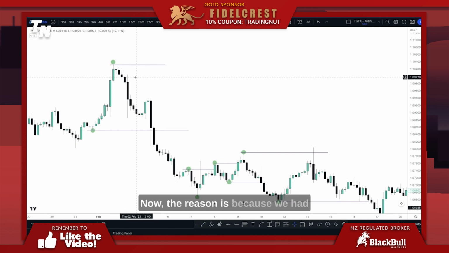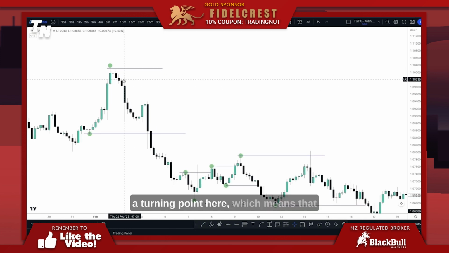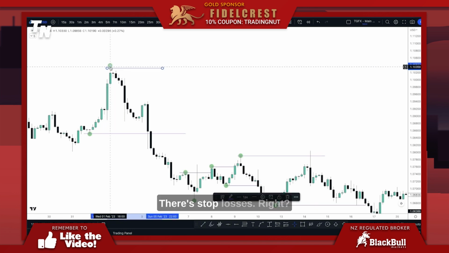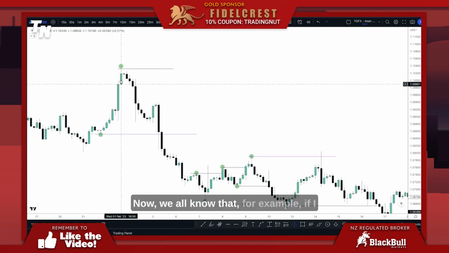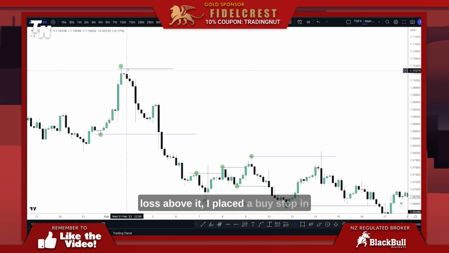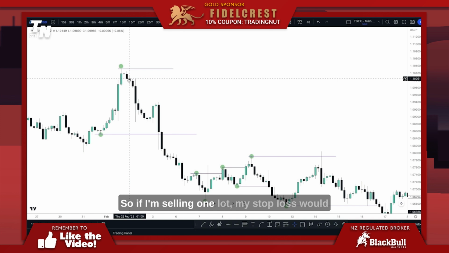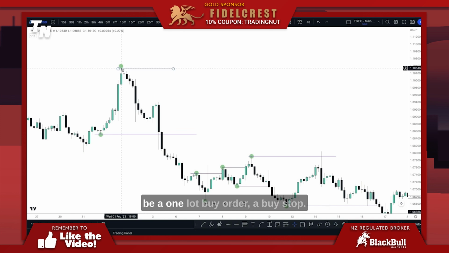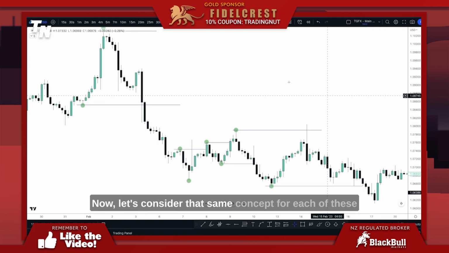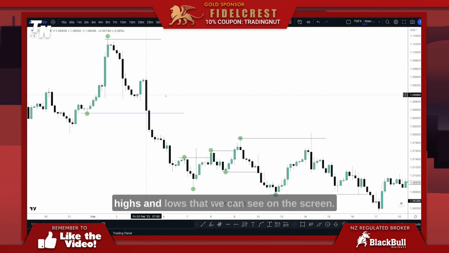Now the reason is because we had a turning point here, which means that there's money sitting above this point. There's stop losses, right? Now, we all know that, for example, if I placed a sell trade here and put my stop loss above it, I placed a buy stop, okay, in equal proportion to how much my sell order is. So if I'm selling one lot, my stop loss would be a 1 lot buy order, okay, a buy stop.